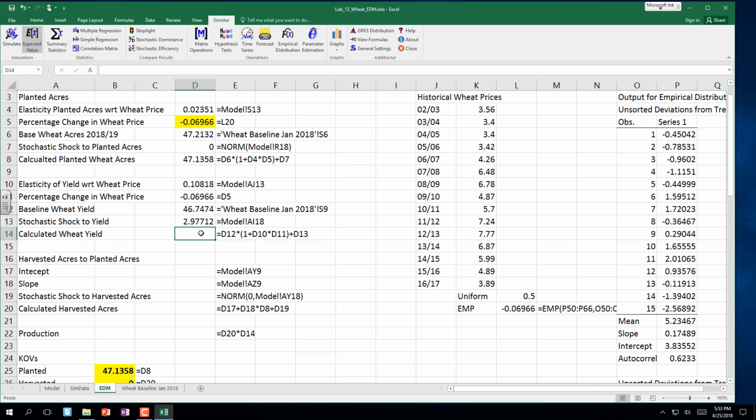My calculated value is going to equal the baseline value times left parentheses 1 plus the elasticity times the percentage change in price. And I'm going to add to that the stochastic value. I'm going to type in equal to formula and update these.